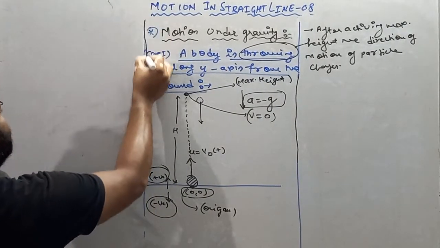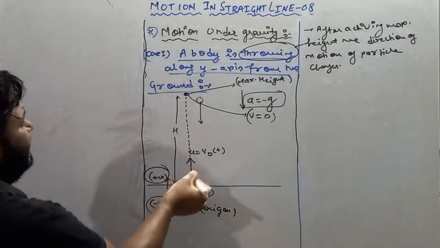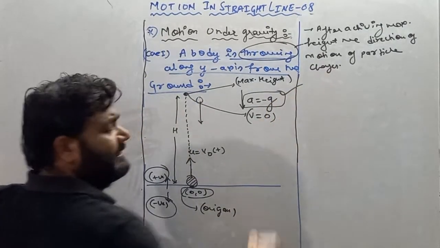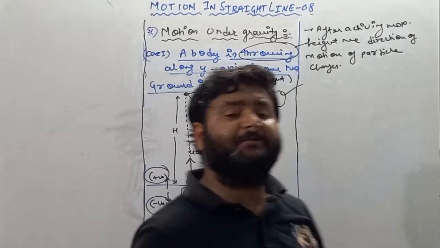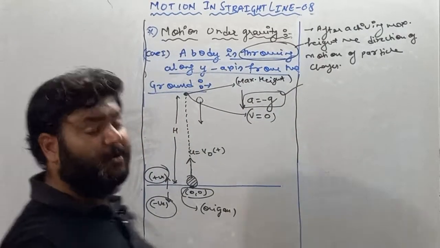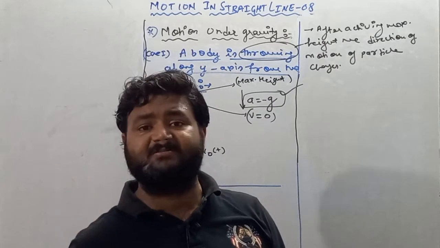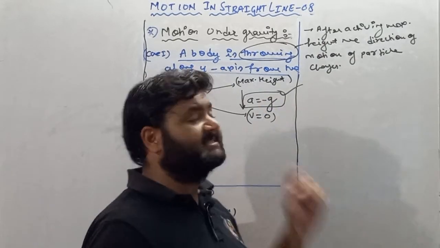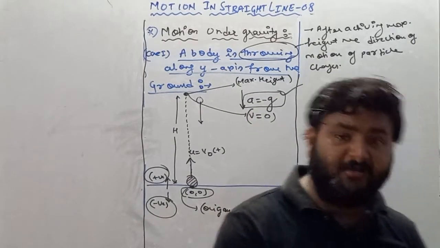See, the only acceleration acting on the particle when it is moving along the y-axis is acceleration due to gravity, and this acceleration is constant. That's why we'll make equations of motion with constant acceleration, because we know that all three equations of motion are only valid if acceleration is constant, and here the only acceleration acting is acceleration due to gravity, which is a constant value.